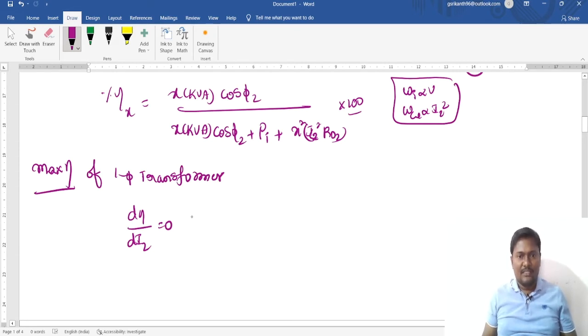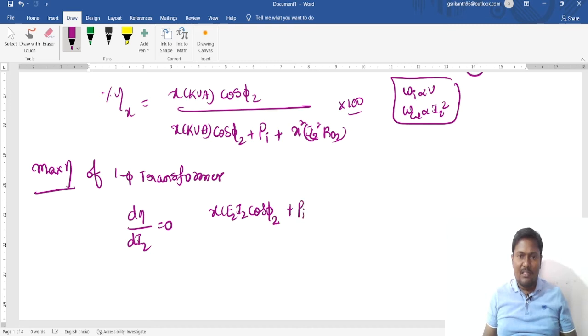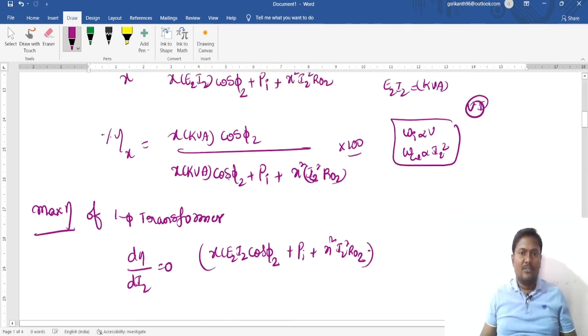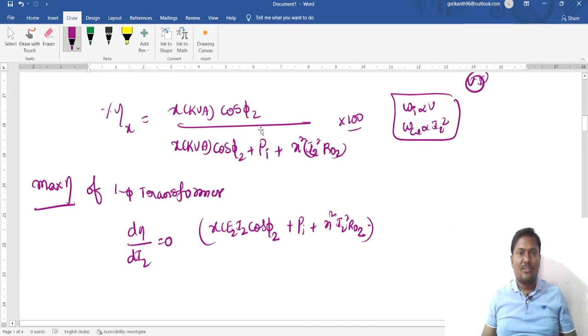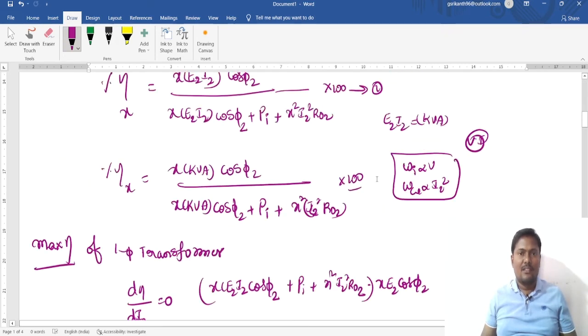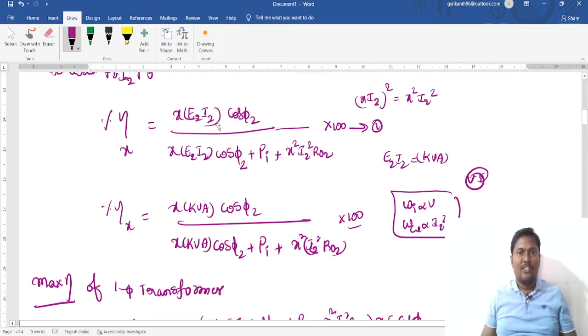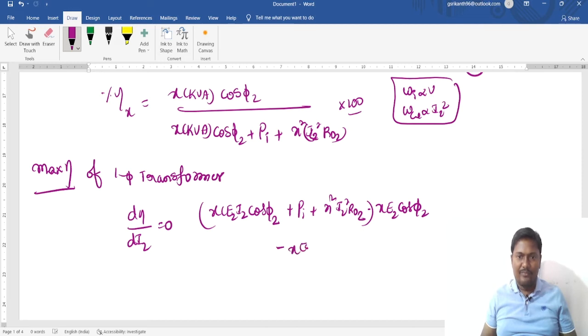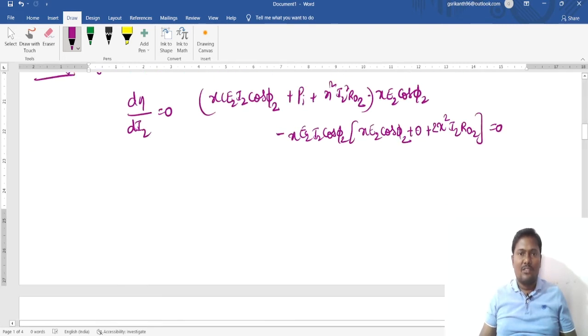So by using the U by V method, x times E2 I2 cos phi 2 plus iron losses plus x square times I2 square R naught 2, into the derivative of x E2 I2 cos phi 2, which is x E2 cos phi 2, minus U into V dash, x E2 I2 cos phi 2 into the derivative of this, which will be x E2 cos phi 2 plus iron losses, whose differentiation is 0, plus 2x square I2 R naught 2, is equal to 0.